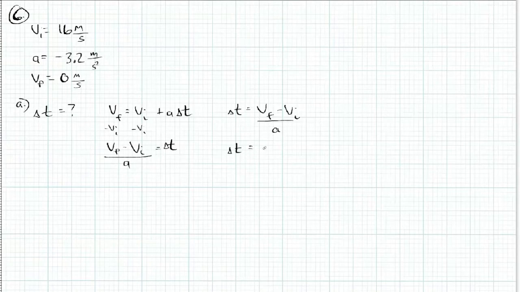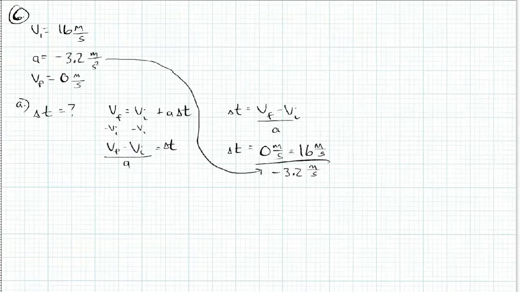So our final velocity is 0 meters per second, minus initial velocity of 16 meters per second, divided by A, which is negative 3.2 meters per second squared. Before we go on, look right here. If we hadn't made that acceleration negative, then 0 minus 16 would have given a negative answer, and you can't have negative time. So this shows that the acceleration must be negative, as was indicated by the term deceleration.